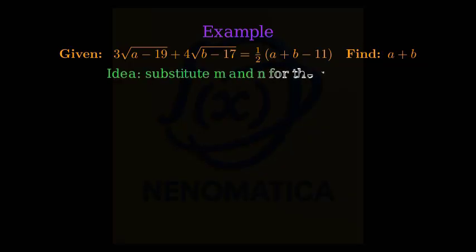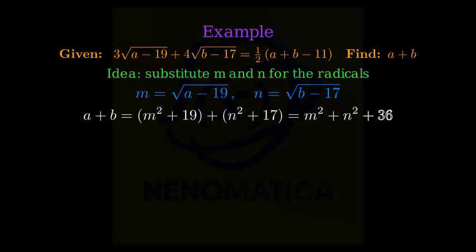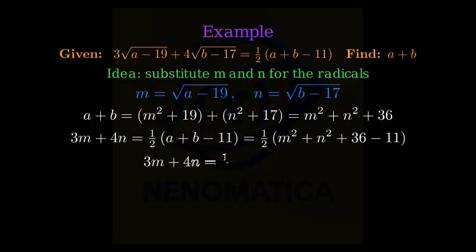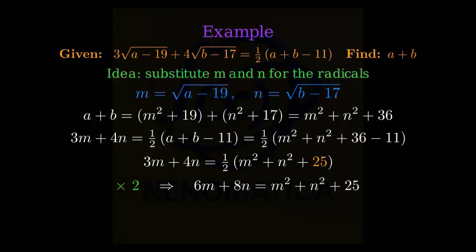Step 1. Introduce simple variables for the square roots. Let m equal the square root of a minus 19, and n equal the square root of b minus 17. Then a plus b becomes m squared plus n squared plus 56. Step 2. Substitute m and n into the original equation and simplify. 3m plus 4n equals 1/2 of (a plus b minus 11), which is 1/2 of (m squared plus n squared plus 25). Now multiply both sides by 2 to clear the fraction.